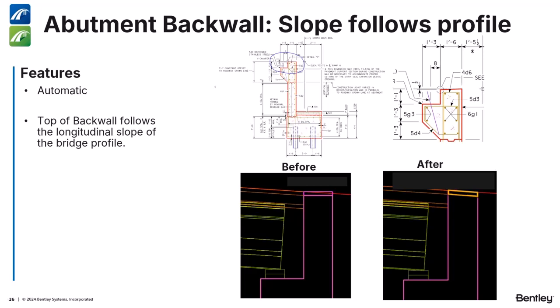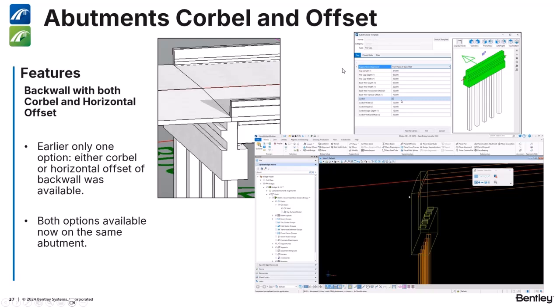Now, a minor enhancement here, but at the same time powerful. The abandoned back wall used to be straight, right? And we define it straight, but then we can activate a toggle that says follow the bridge profile. So that top that was straight, now it can follow the profile slope.